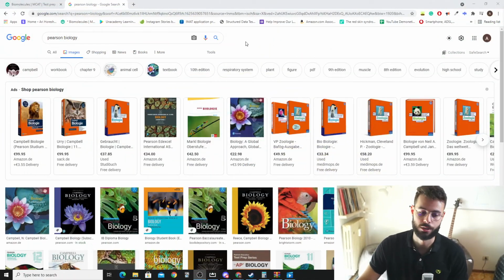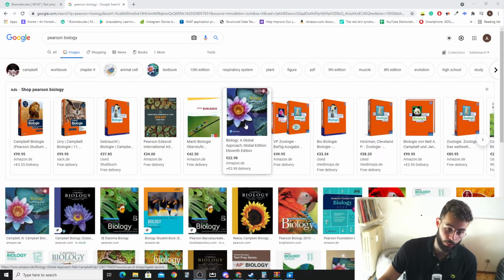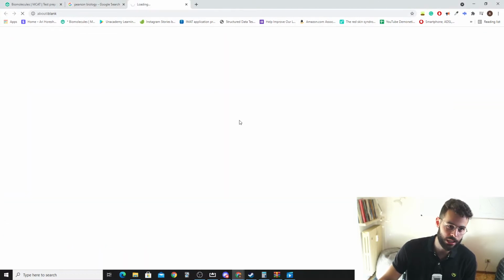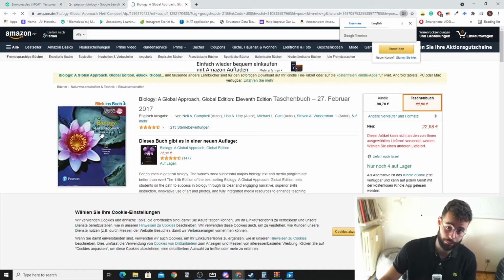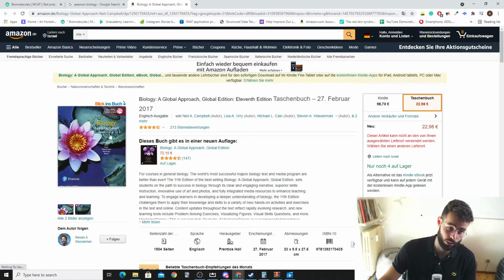The following books. So you have Biology, A Global Approach, 11th edition. It might be 12th edition by now, but either way, this book specifically by Pearson is the best book in my opinion to get for biology. And if you study for a specific exam, such as the IMAT exam, you can go to intermedschool.com and you can find the specific pages we are going to touch.